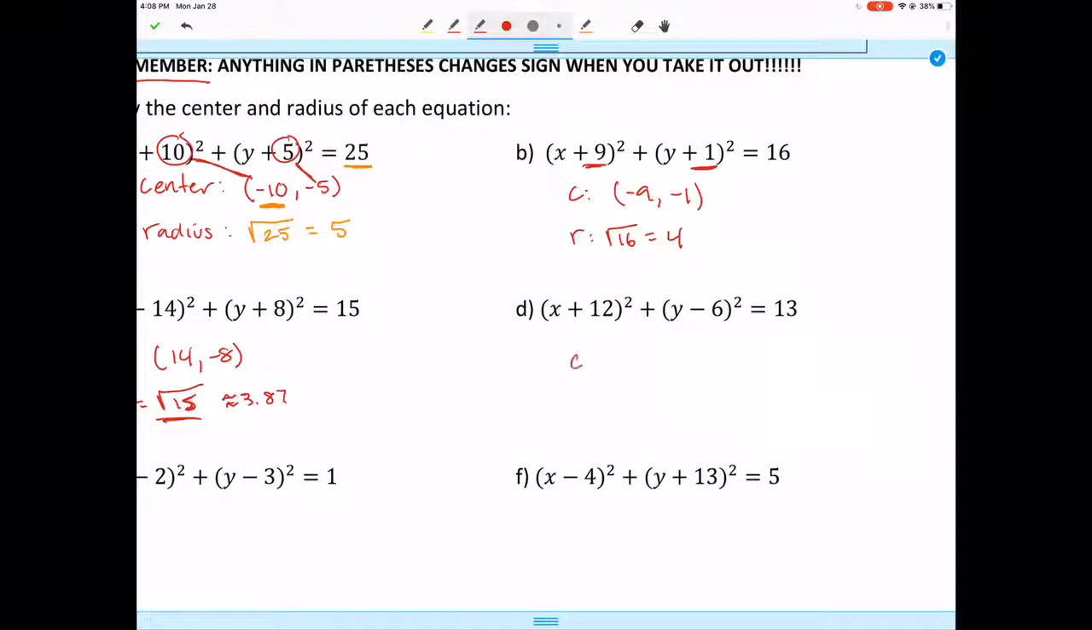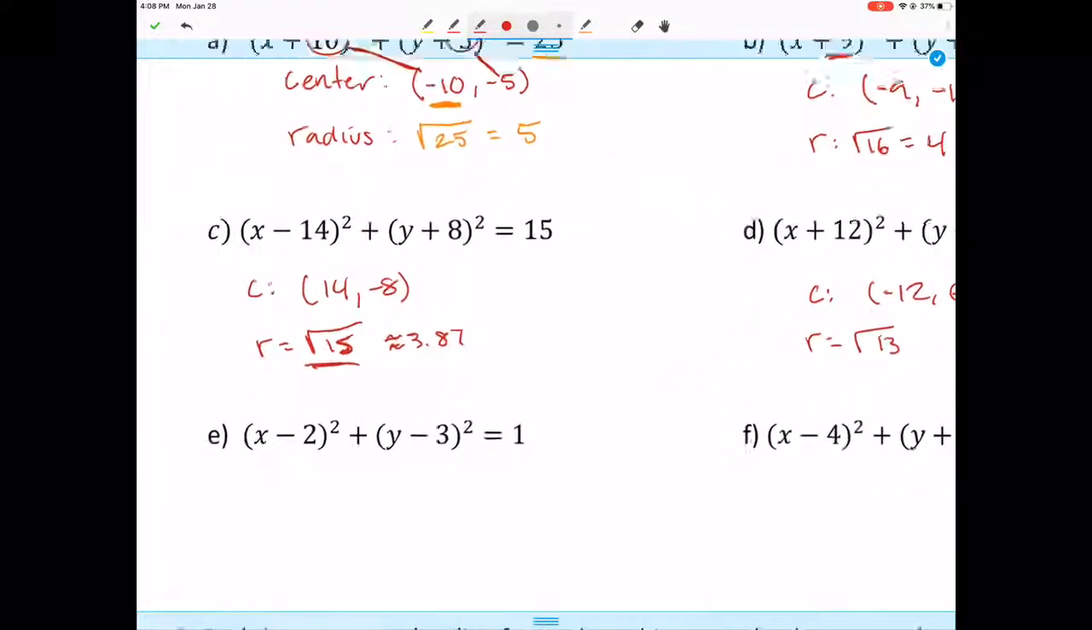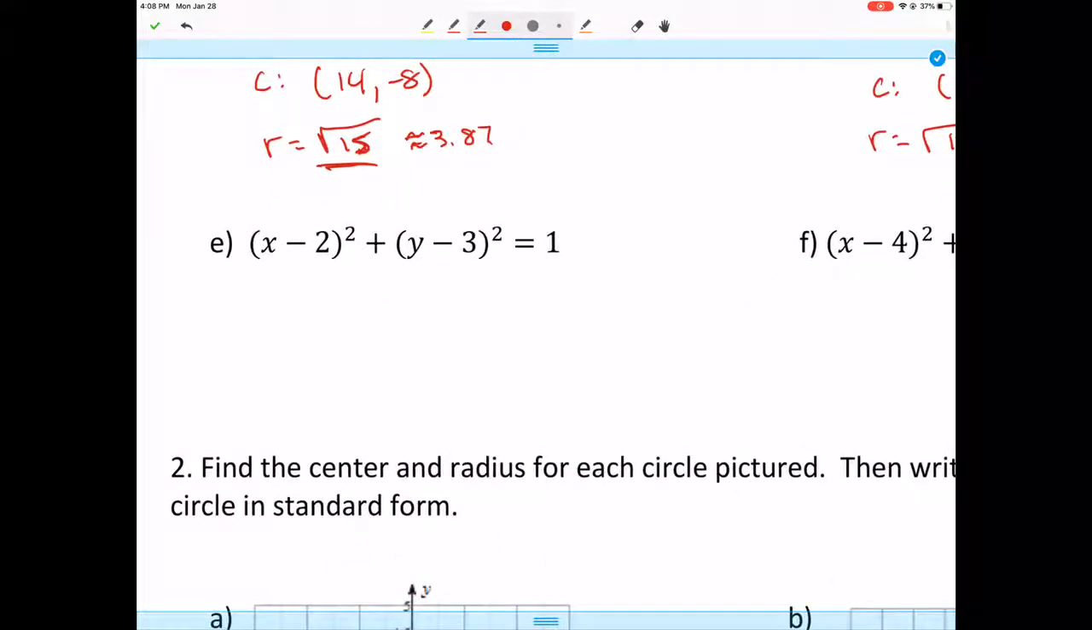All right, next, our center here would be -12 and 6, and our radius is the square root of 13, and you can't simplify that, so you're just good with that. For E, the center will be 2, 3, and our radius is the square root of 1. And what is the square root of 1? Well, 1 times 1 is 1, so the square root of 1 will just be 1.